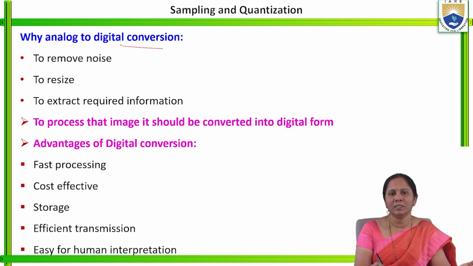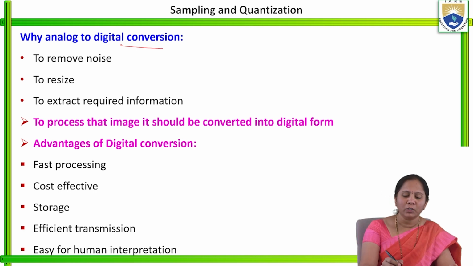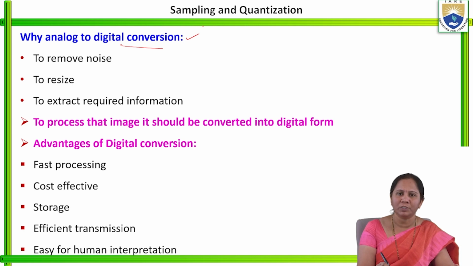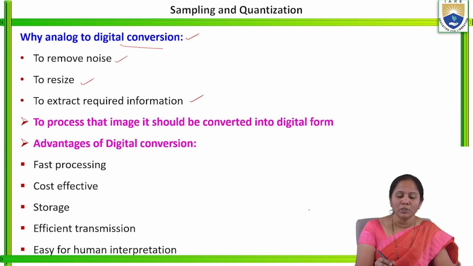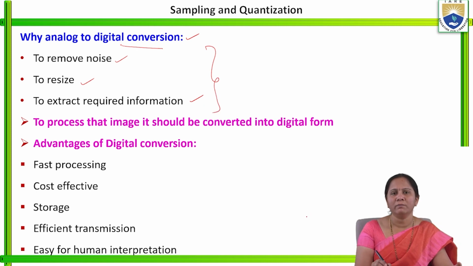That means the image that is captured will be continuous in nature. That image is called an analog image. We have to convert that image into a digital image. So why do we need to convert analog image to digital image? Why can the analog image not be processed directly? The main reason to convert analog image into digital image is in order to remove the noise. If we want to resize the captured image, then it compulsorily should be converted into digital. Another reason is if we want to extract any information from the image, then it is possible if we convert analog image into digital image. All these are some of the reasons to convert analog image to digital image.